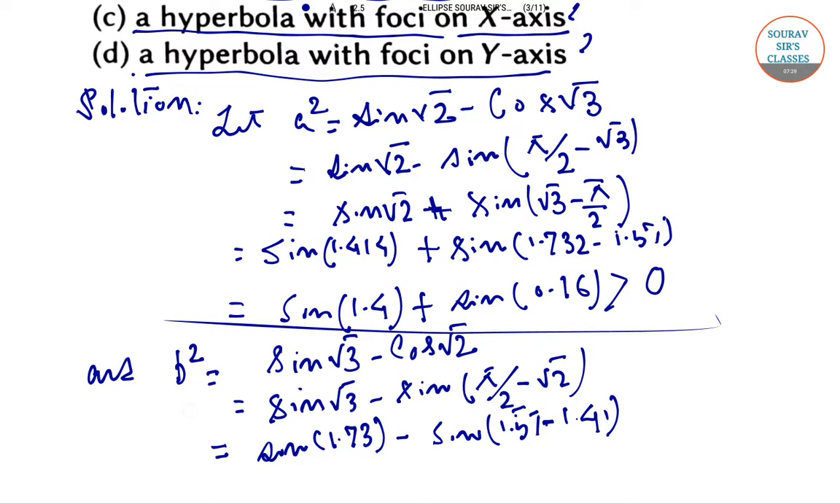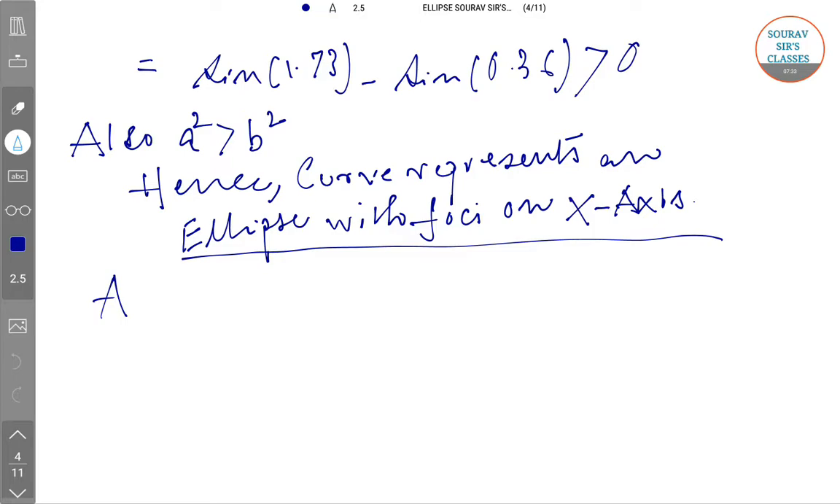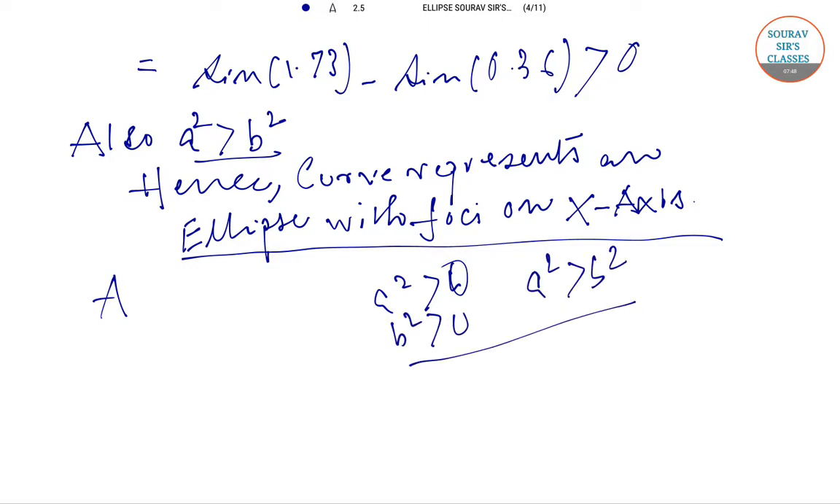We solved this, and we came to know that a square is greater than b square. Also, a square is greater than 0, and b square is greater than 0, and a square is greater than b square. All these things together make it the correct option. The curve represents an ellipse with foci on the x-axis, and that's your option A. Your option A is the correct option.